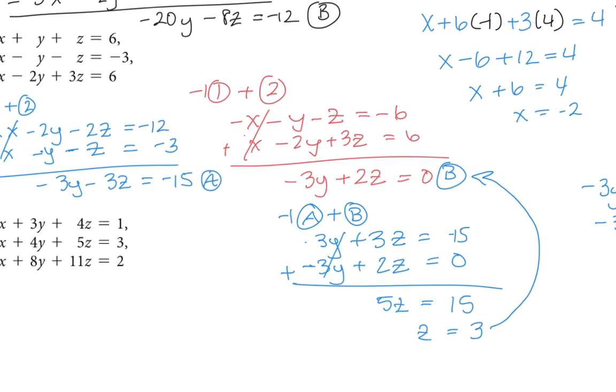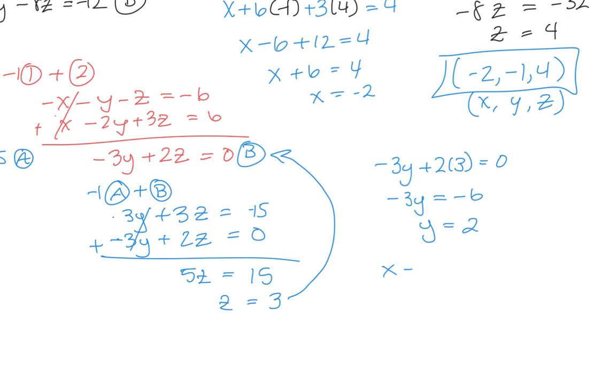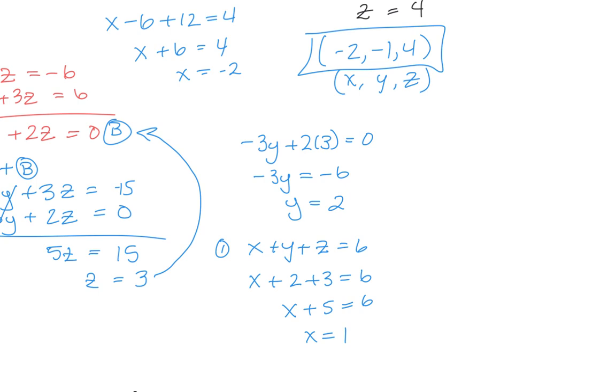first equation, which was x plus y plus z. So x plus y plus z is equal to 6. This is equation number 1. So I have x plus 2 plus 3 is equal to 6. So x plus 5 is equal to 6. So x is equal to 1. So my answer is 1, 2, 3 as an ordered triplet, because remember it needs to be x, then y, then z.